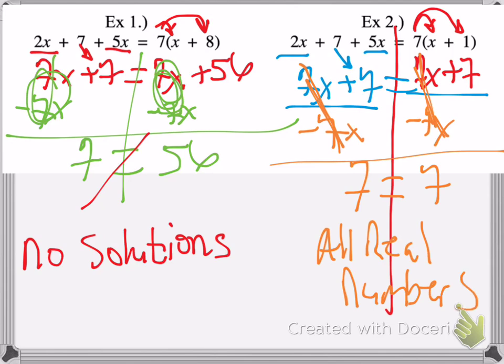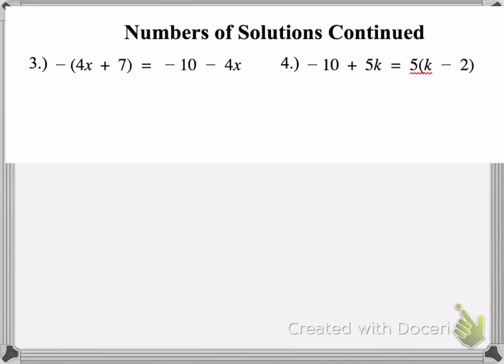Note how similar these two problems were. We got 7 equals 7, and 7 does not equal 56. If you get a time where you don't have a solution like this, that's when we write no solution. If you get an equality, that means all real numbers are possible solutions.